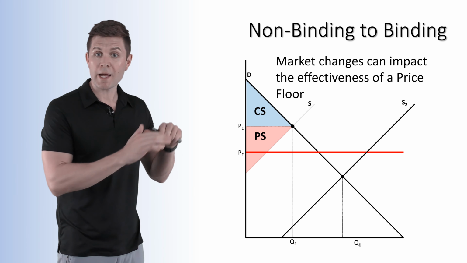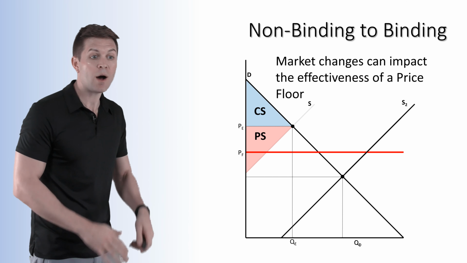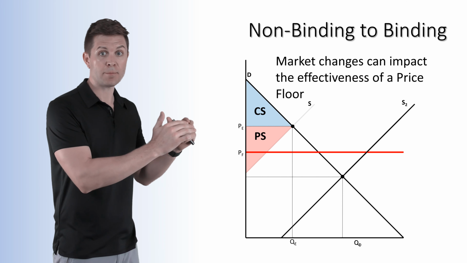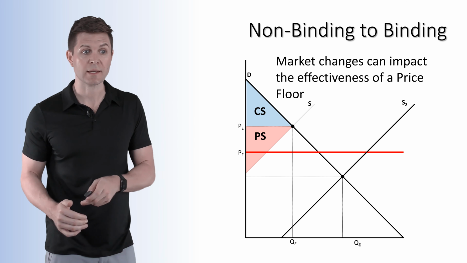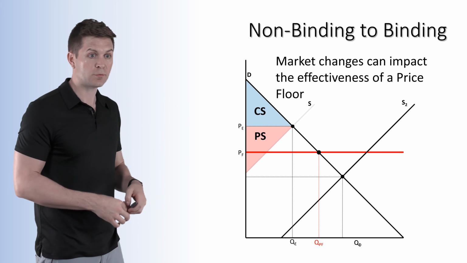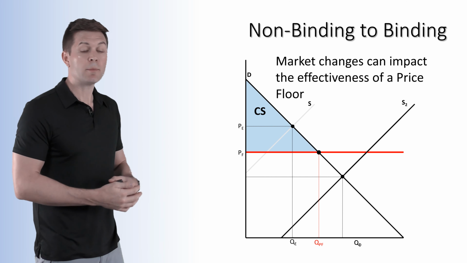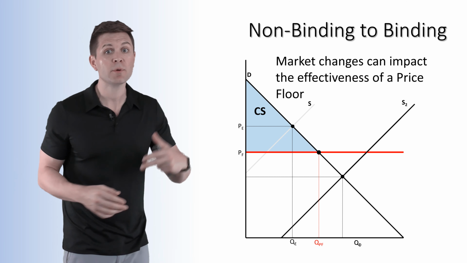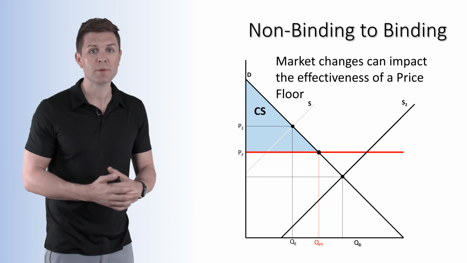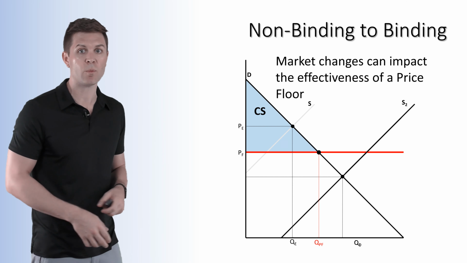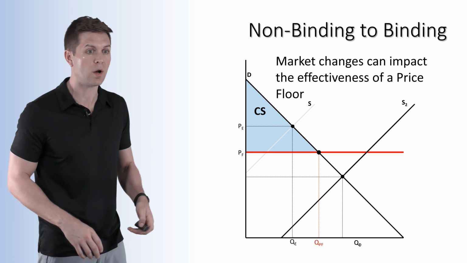An increase in supply is going to drop the price. Now all of a sudden, this non-binding price floor becomes binding. And because of this binding price floor, the market is cut off at QPF. Consumer surplus in this particular example is going to increase from where it was simply because the market is larger because supply went up, but it's still going to cause some deadweight loss.